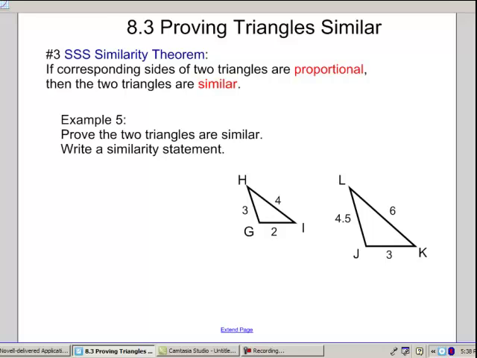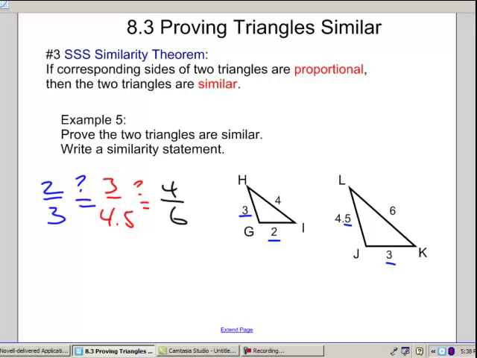Number 3 is the side-side-side similarity theorem. Yes, we have a side-side-side congruence. This is side-side-side similarity. Now all three corresponding sides don't have to be congruent, but they do have to have the same proportion. All of them have to have the same proportion. So in this case, instead of going across the triangles, I'm going to go from side to side. And here I'm going to go 2 to 3. Is that equal to 3 to 4.5? And is that equal to 4 to 6?